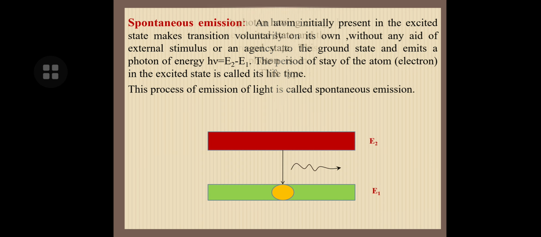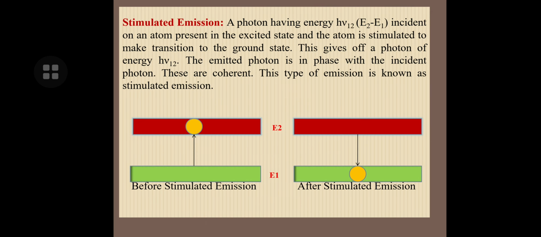The next one is stimulated emission. In stimulated emission also, the atom is present in the higher energy state, but here we incident a photon whose energy is the energy difference between the two energy levels, that is E2 minus E1. Before its lifetime, we incident the photon on the excited atom.